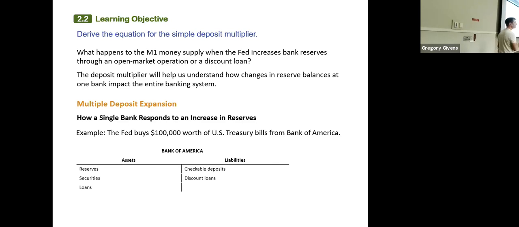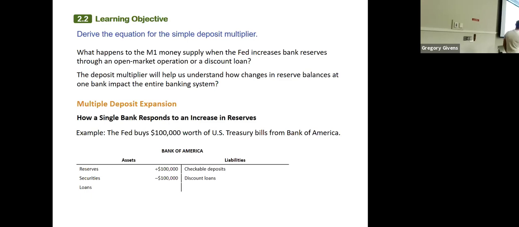We've got Bank of America's T account here, its assets and its liabilities. You guys should be good enough at this by now to recognize what's going to happen to Bank of America's balance sheet, right? If it sells $100,000 worth of U.S. Treasury bills to the Fed, how does that transaction take place? Those securities, the ownership is transferred electronically to the Fed, right? But Bank of America has to be paid something. How is it going to be paid? Not just with a briefcase full of currency, but rather with new reserve balances, right?